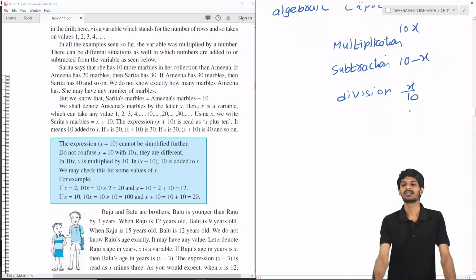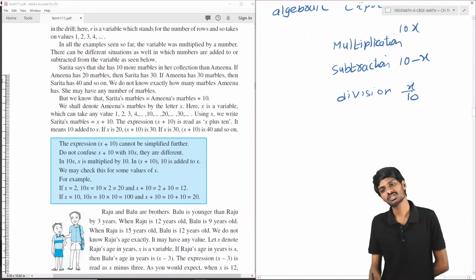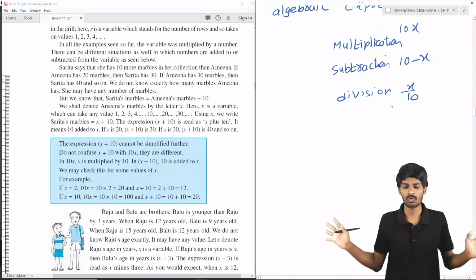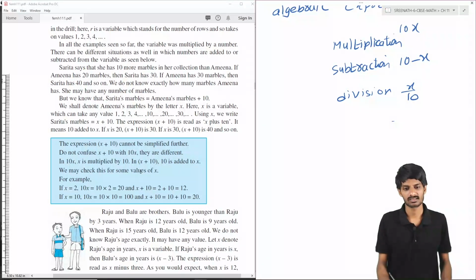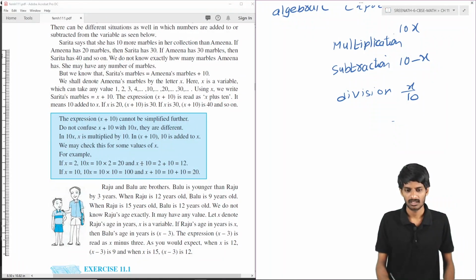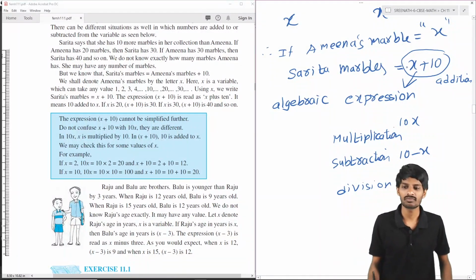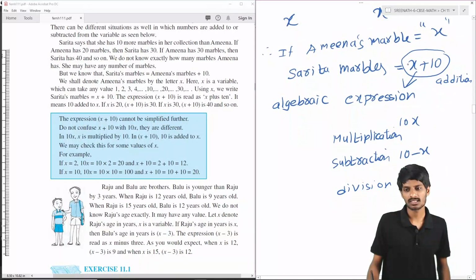Okay, so why, sir, is there a letter? No, it is not a letter, students. It is a number only, but we don't know what number it is, and in every situation the number will change. So in order to cover the whole equation, for any situation, we represent it with a letter. And one more thing, students, these expressions cannot be simplified further until the value of x is known. If you know the number to substitute instead of x, then we can simplify it. Otherwise we can't simplify it.